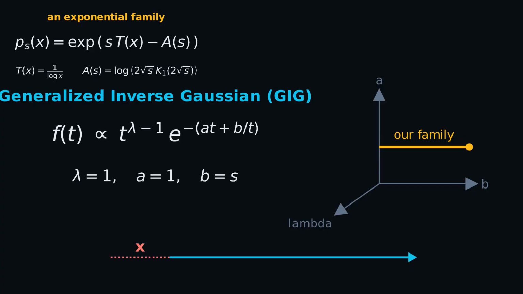One quirk, s cannot go negative, or the integral explodes. So the parameter space is a ray, and sitting right on its edge at s equals 0 is the uniform distribution.